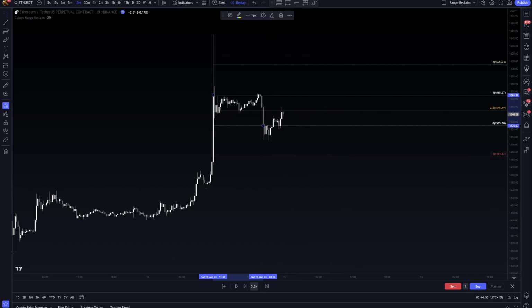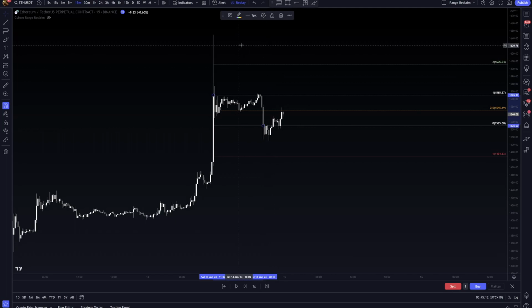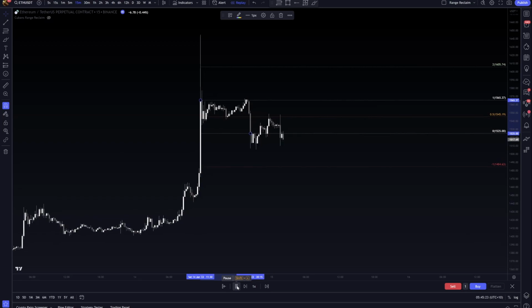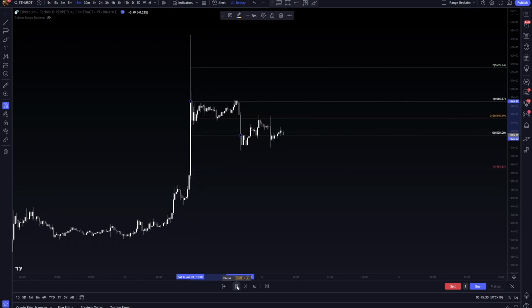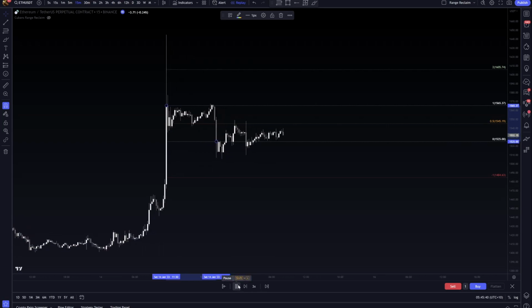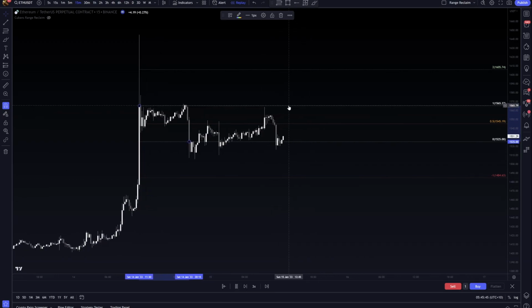All right, so now let's see what this looks like in real time. What we're going to do is we've swept the low of the start of this range. Now we're going to look for a sweep of the highs here. Once that happens, we then use the lowest close at the bottom of the range and we readjust our range. So let's play this out and see what happens here. Sweep the low again. Waiting for that sweep of the highs. Still haven't got it.